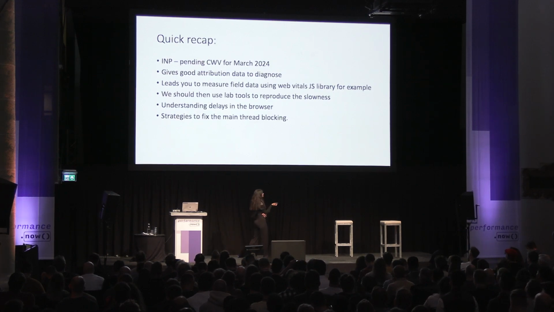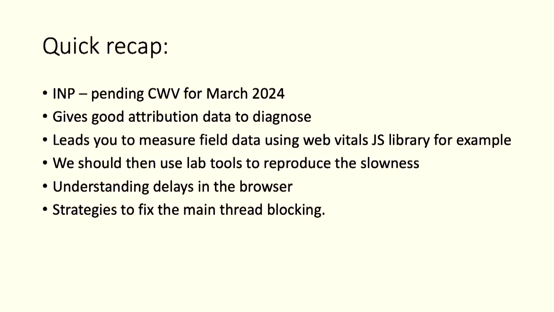Now, let's go to the recap. So we looked at how, first of all, INP works. We saw how you could yield to the main thread. We saw how it gives good attribution now, right? You could also diagnose some information. It's not just one INP value. It gives you the ability to measure field data using the Web Vitals JavaScript library. You could then use the lab tools to try to reproduce it first without the profiler and then maybe with the profiler if that was not that helpful.